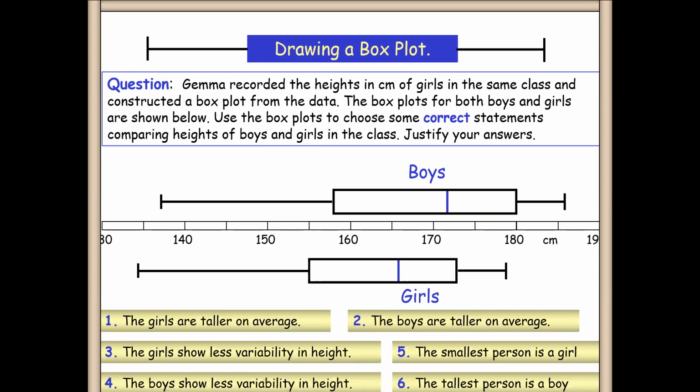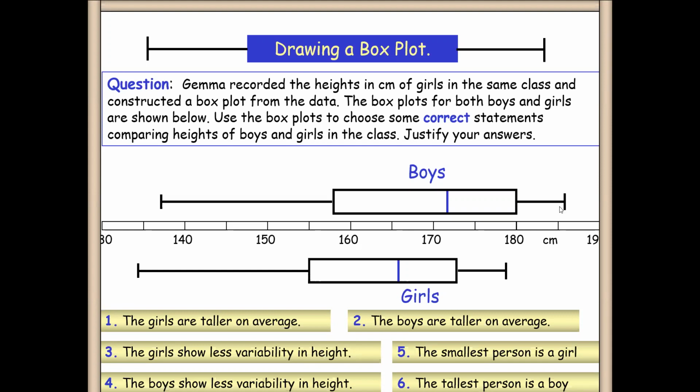Yes, sir. The girls are showing less variance in height. The smallest person is a girl. Is that true? Is the smallest person a girl? Yes, sir. The boys show less variance in height. And the last one is the tallest person is a boy. Is that true?